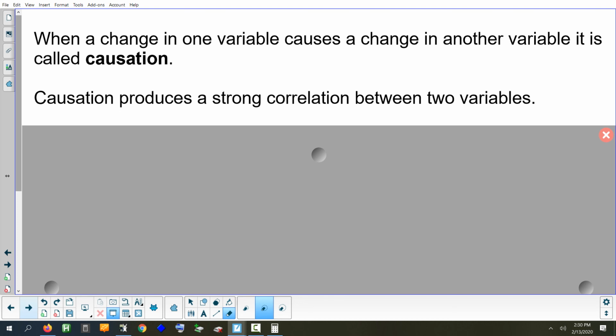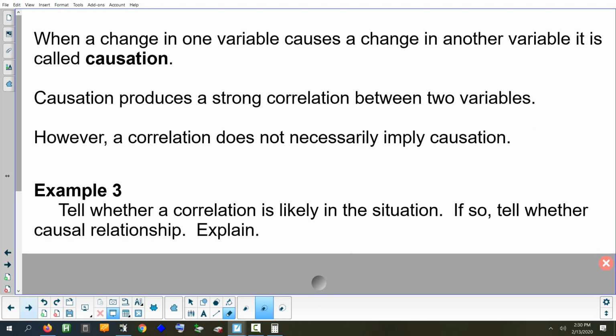Is there a connection? Probably. The more you study, the higher your grade. But it's not a guarantee, right? So causation means it's a guarantee. Correlation means it's a connection. It's not a guarantee, though. So let's look at some examples.